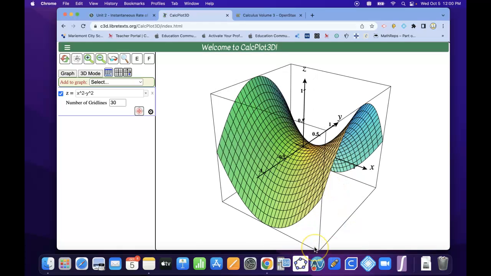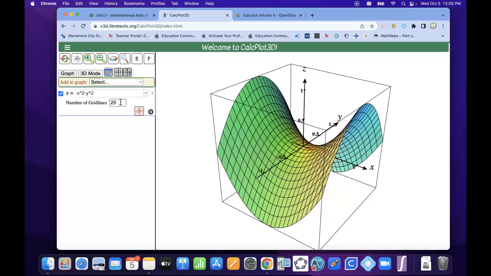So they want 25 grid lines in each direction. So I'm going to change the number of grid lines to 25. And so each direction has 25 grid lines. So the question is, what do all 50 of those curves have in common? Confirm that the line through 1, 1, 0 and negative 1, negative 1, 0. So it's starting at 1, 1, 0 and going to negative 1, negative 1, 0.